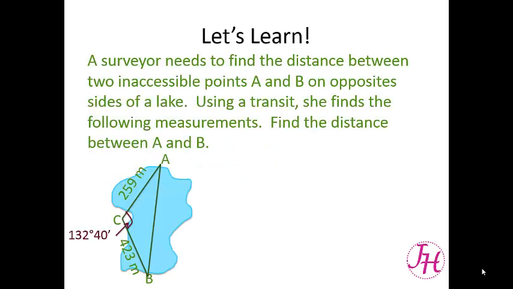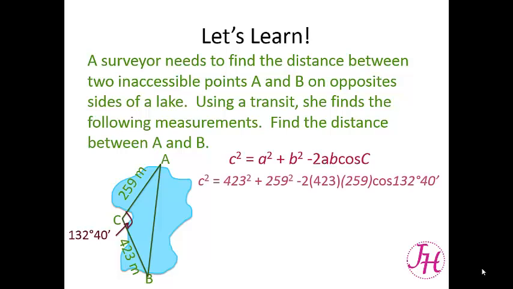A surveyor needs to find the distance between two inaccessible points A and B on opposite sides of a lake. Using a transit, she finds the following measurements. Find the distance between A and B. So we're trying to find side c, so we're going to use the third form of our law of cosines. Then we plug in our side a, side b, and our angle C.